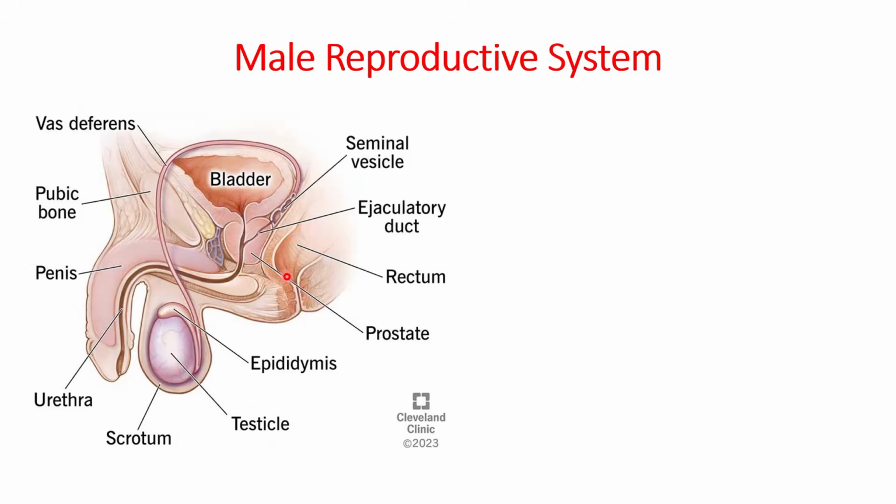An important thing to see is that it will contain three major glands: the seminal vesicles, the prostate, and the bulbourethral glands, which are also called Cowper's glands. Those are specific to the male reproductive system. What are the functions?